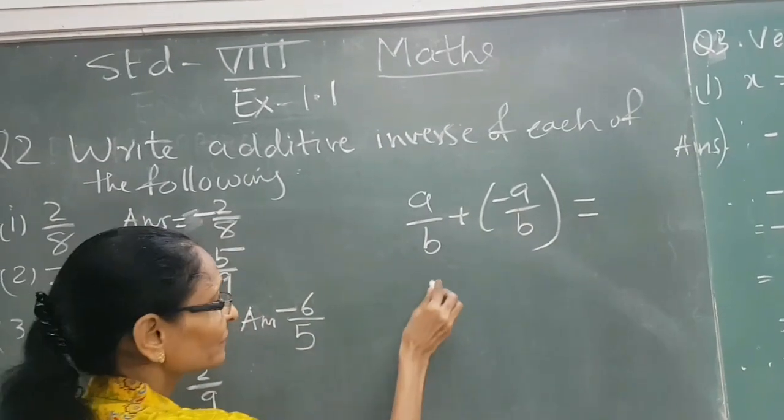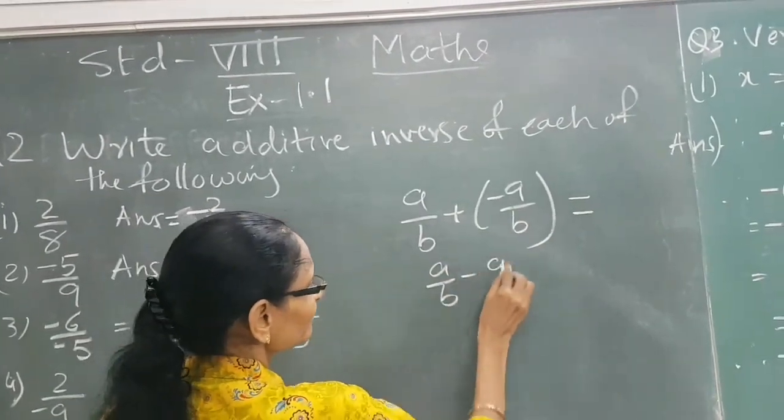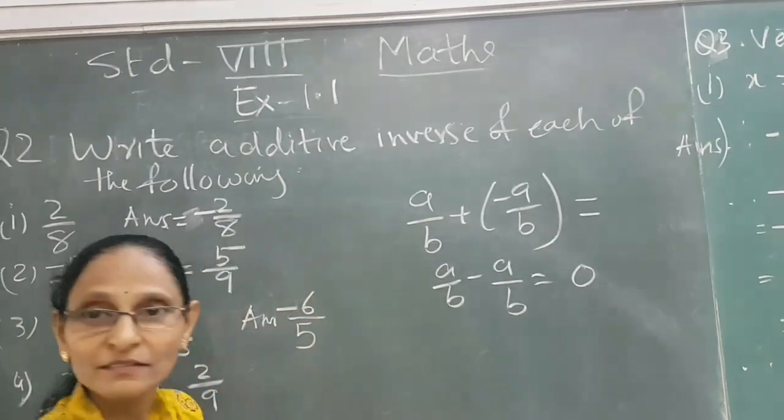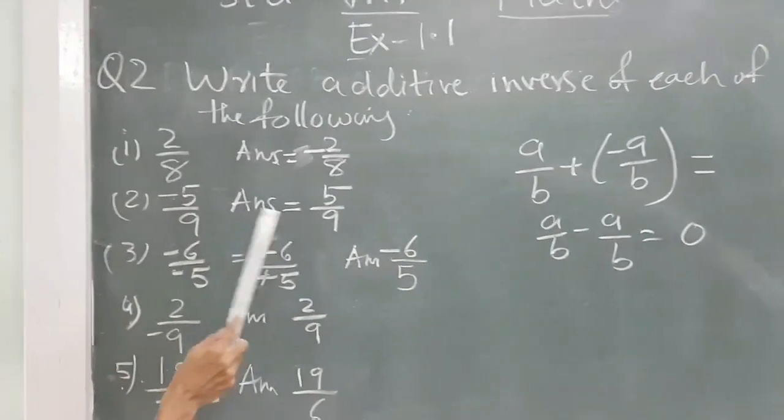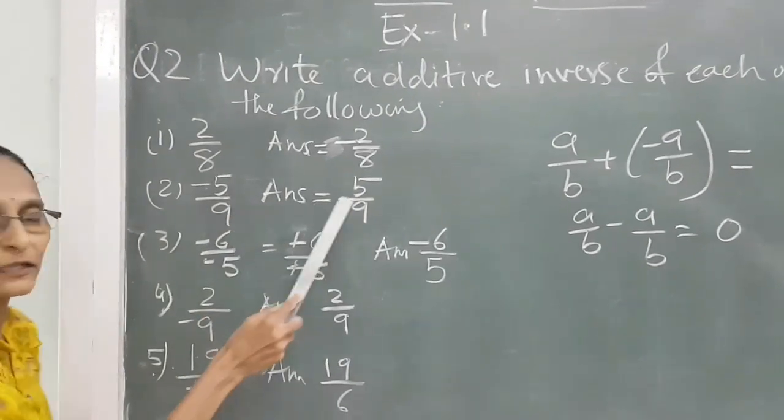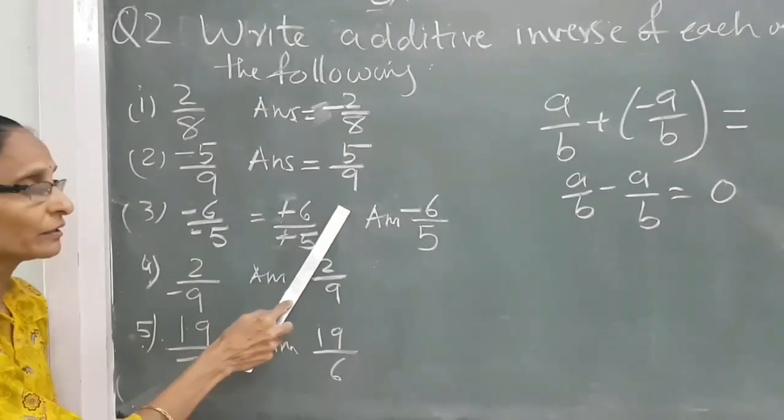Plus minus minus. This will become, the answer will be 0. Clear? Now second is minus 5 upon 9. So the additive inverse of minus 5 upon 9 will be 5 upon 9.